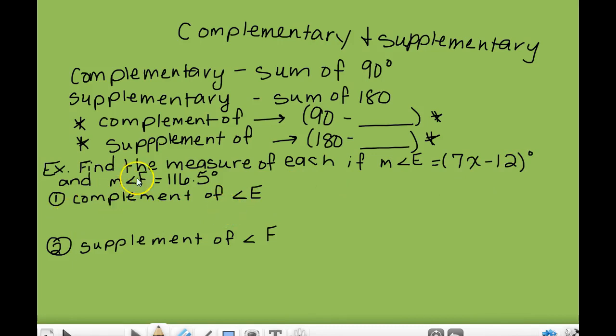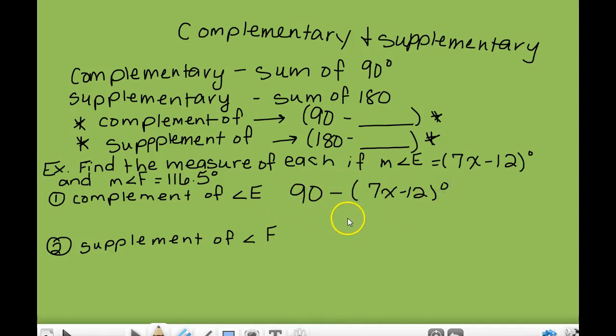So the first thing we're going to do is find the complement of angle E. If you look up here, to find the complement of any angle, it's 90 minus whatever we're being asked to find the angle measure. So the complement of angle E is 7x minus 12 degrees. So you would just put 90 minus 7x minus 12 degrees.